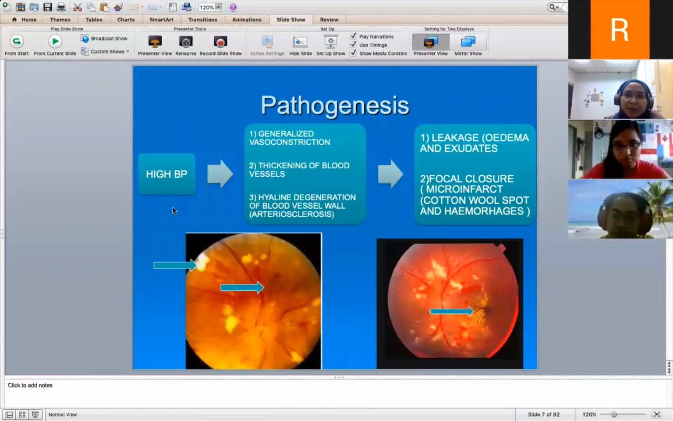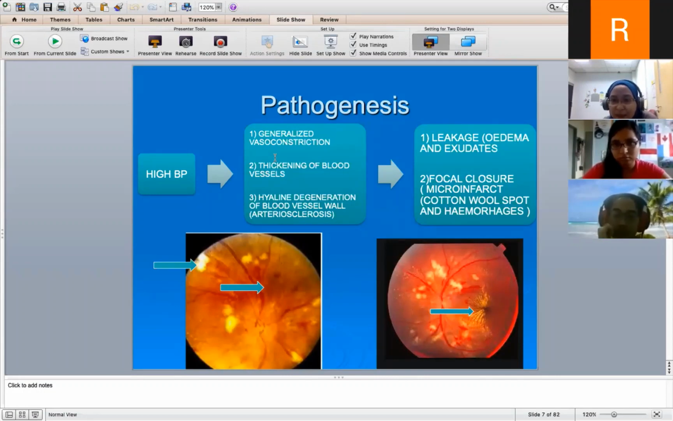Now, what happens when you have high blood pressure? This applies to all other systems as well. You get a generalized vasoconstriction of the blood vessels, the arteries. You have thickening of the blood vessels because they try to accommodate the rise in pressure, and there will eventually be arteriosclerosis. So when the blood vessels of the retina, which are supposed to be very tight and should not leak anything, are damaged, eventually they will cause leakage when the blood vessel wall is damaged.